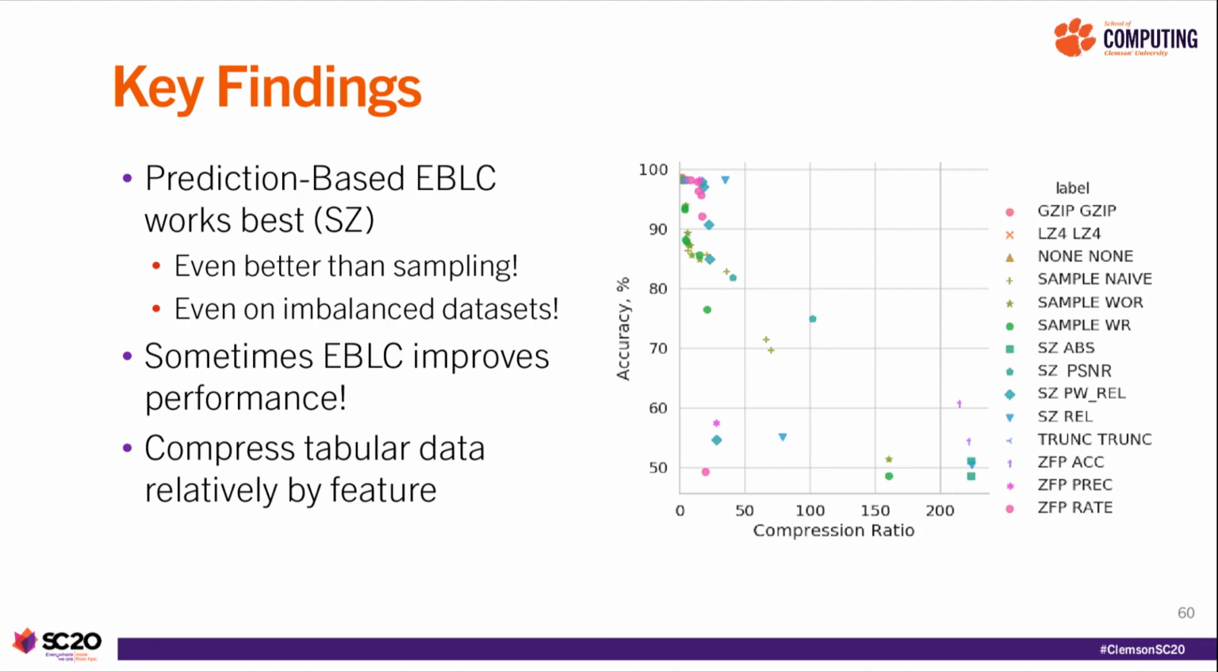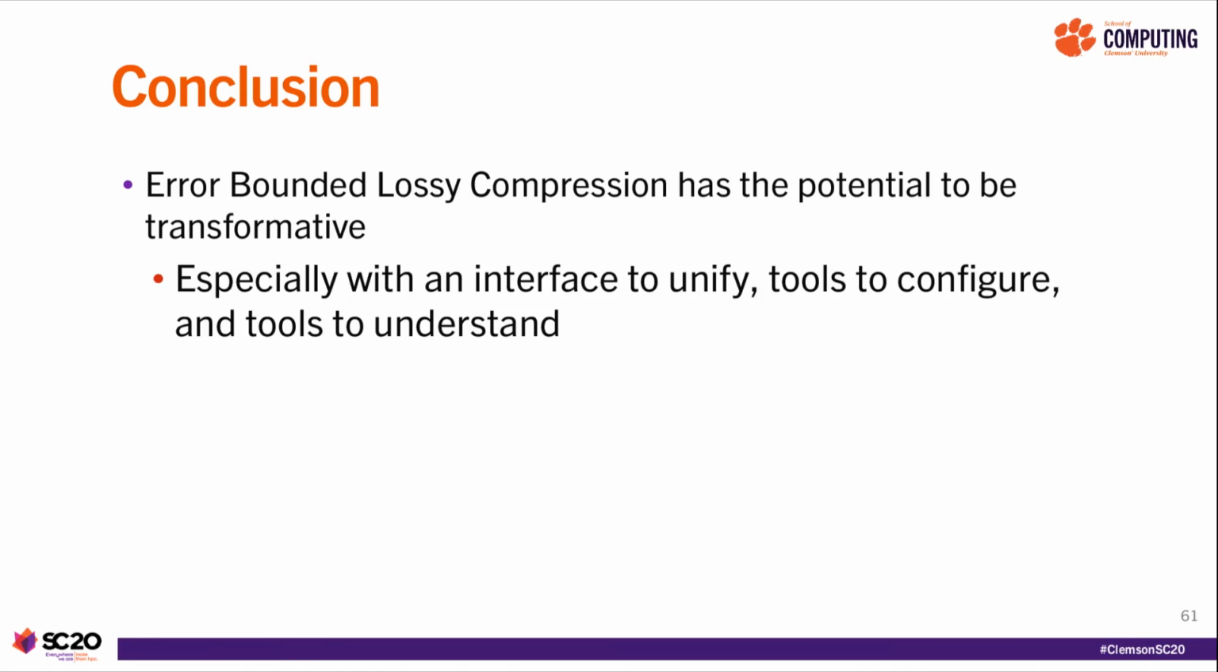So what way of organizing the data tended to work best? What we found is that for tabular data commonly used in machine learning and AI, it was best to compress that data using a relative error bound mode by feature. This means that we are able to achieve the tightest error bounds on the individual features, preserving them as accurately as possible. In conclusion, error-bounded lossy compression has the potential to be transformative, especially when scientists are equipped with an interface to unify, tools to configure, and tools to understand the results of error-bounded lossy compression.